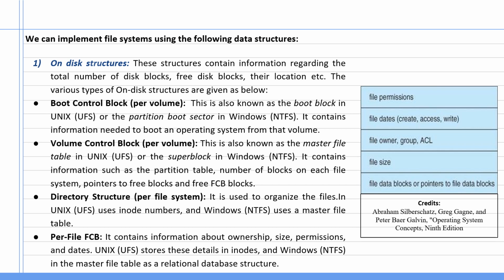Then directory structure. It is used to organize the files. In Unix it uses inode numbers, and in Windows it uses a master file table. Then per file FCB. This contains information about the size, permissions, ownership, and date. In UFS it stores these details in inodes, and in Windows in the form of a relational database structure.